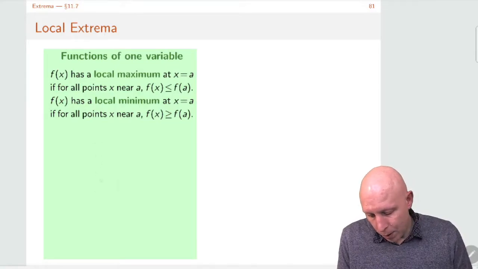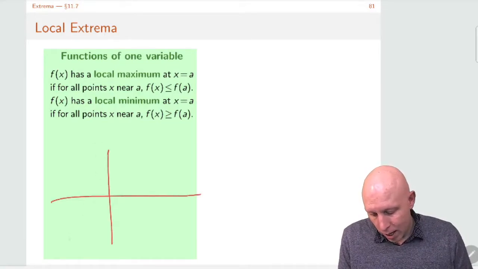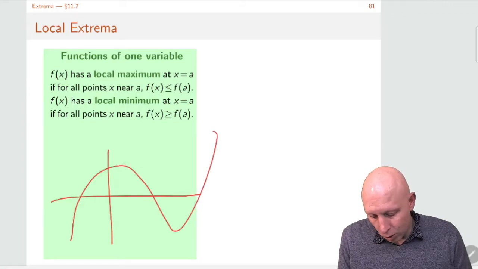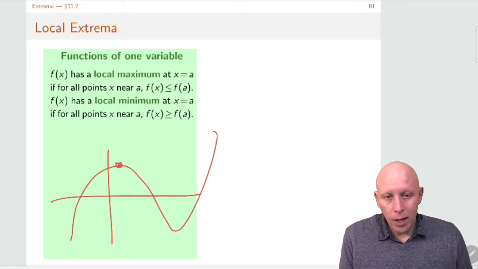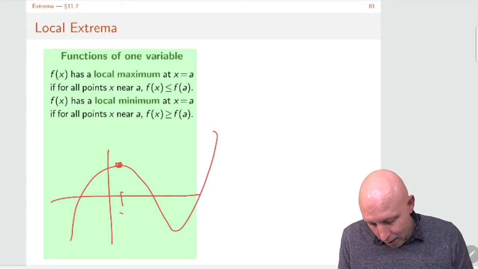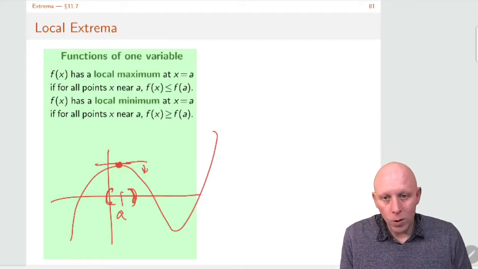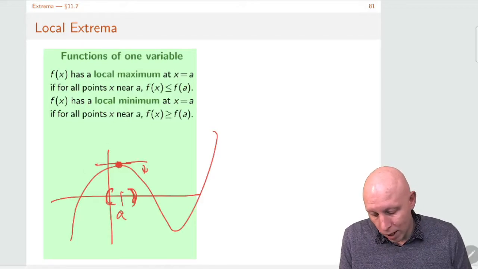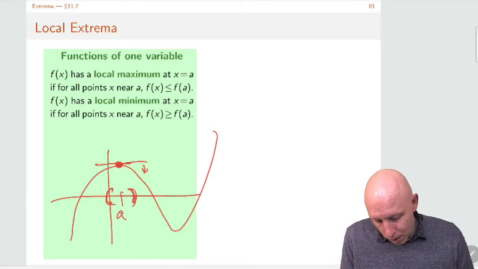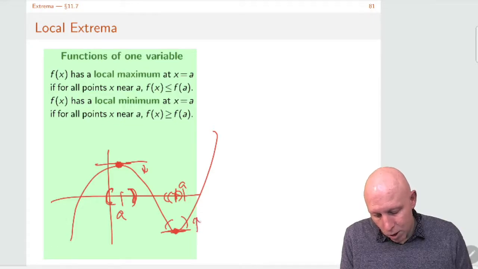So we have a function, and we can talk about a local maximum. A local maximum at x equals a means that if you are near a, then all the function values are less than or equal to the function value at a. Similarly, a local minimum at a means that when you're near a, all function values are bigger than or equal to f of a.